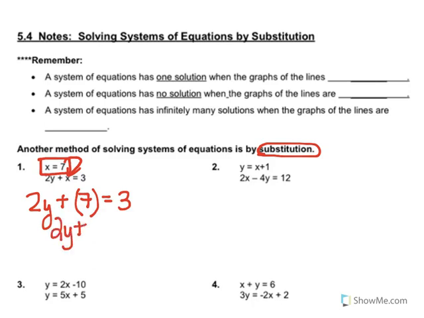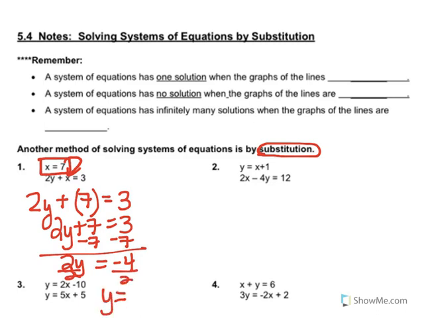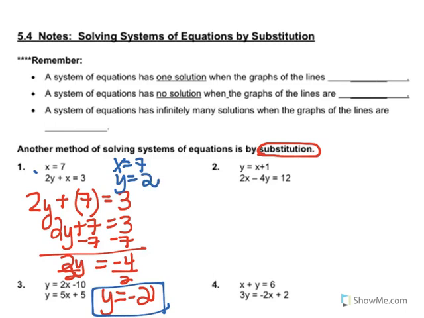So you don't have anything to distribute, nothing. What we're going to do is just subtract 7 from both sides, and we get 2y equals negative 4. Now we divide by 2, and we find out that y equals negative 2. So the solution to this system of equations is x is equal to 7 and y is equal to negative 2, excuse me. Negative 2.